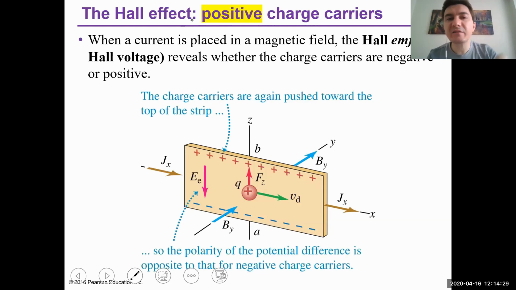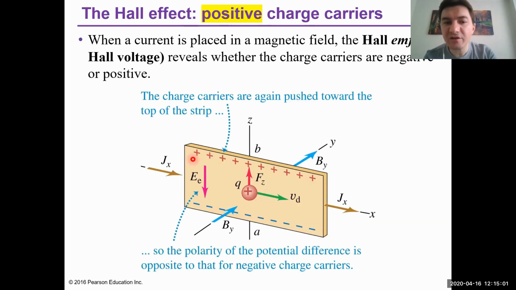So now let's consider positive charges. In case of positive charges, we have current density again here along the x-axis. And since the charges are positive, drift velocity is along the current density. Then if we apply a magnetic field in that direction, there will be a force acting on the positive charges in that direction. This is magnetic force, okay? Then positive charges will be collected here. Negative charges will be collected here.